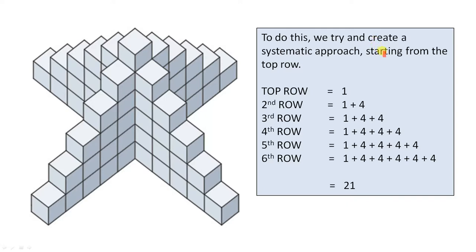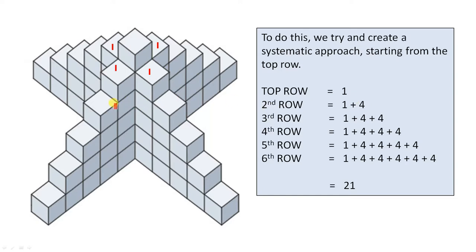To do this, we try and create a systematic approach starting from the top row. If we look at the top row, we just see one cube, and there it is. Go to the second row. What do we see? Well, we can see 1, 2, 3, 4, and there's also one cube under this one. That's why on the second row, we have 1 plus 4.